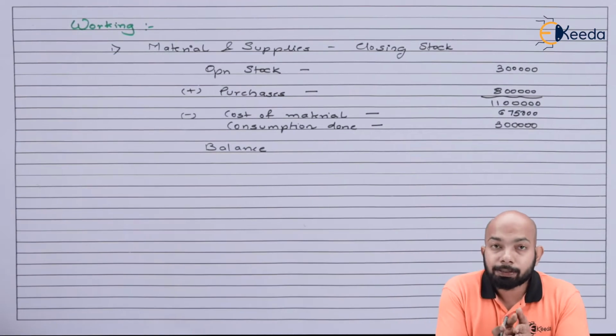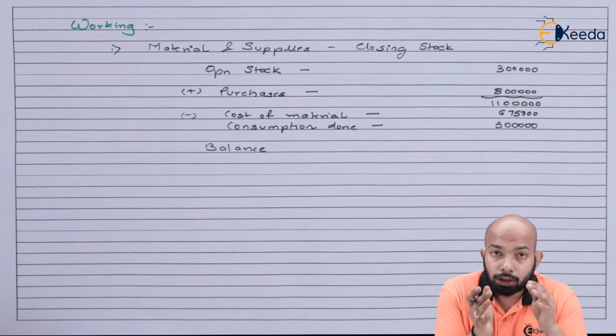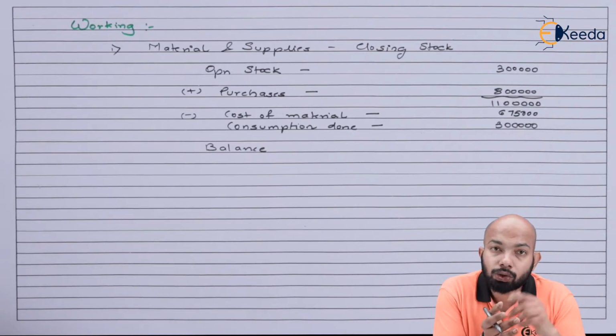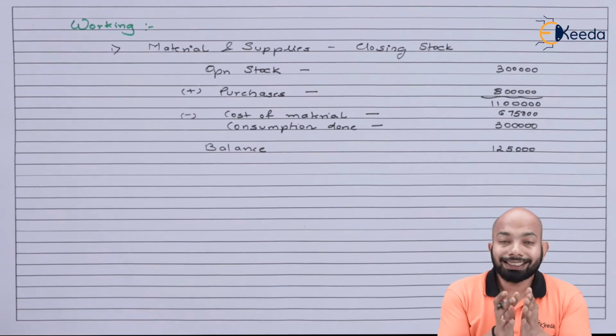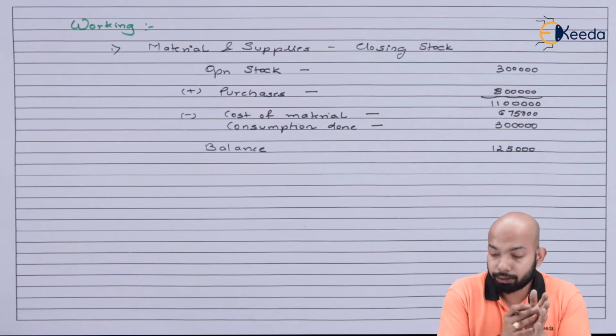The cost of material that has been mentioned here is 6,75,000. So the total balance what we have is the closing stock that will be mentioned in the balance sheet. So this has been mentioned. So that is the closing stock here.